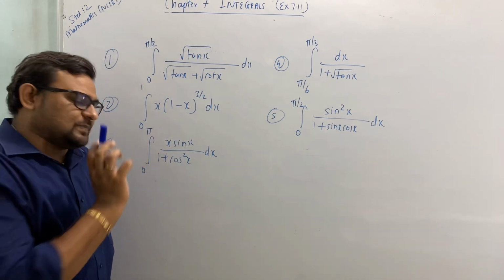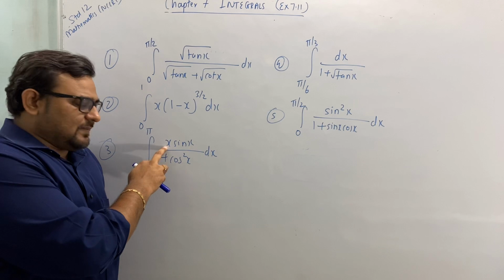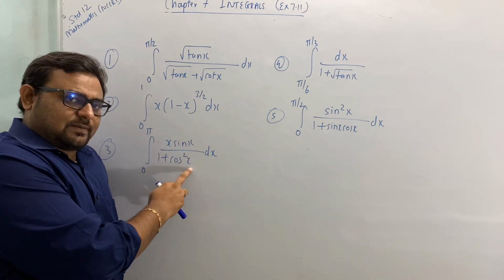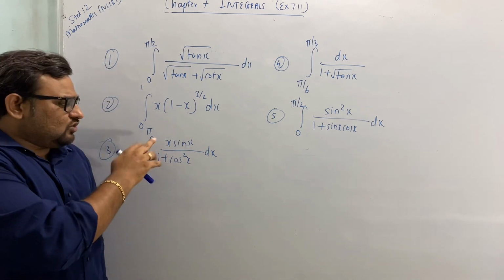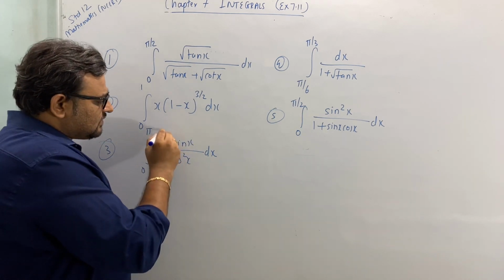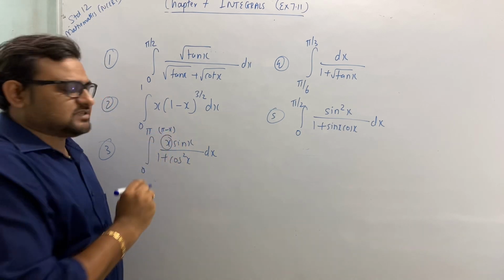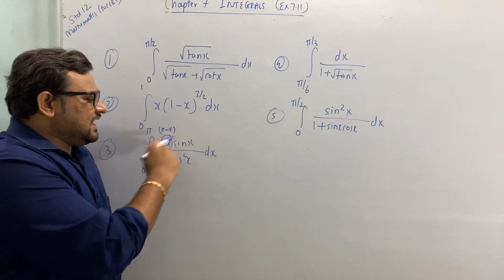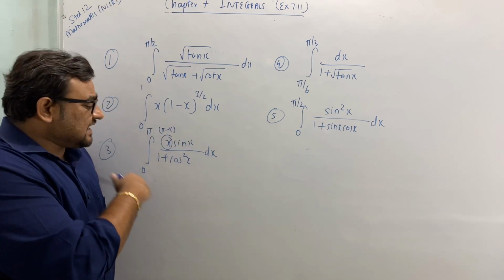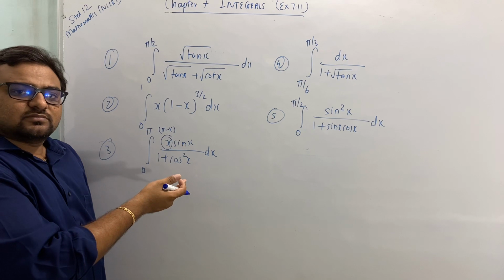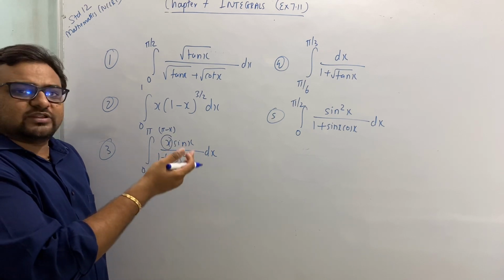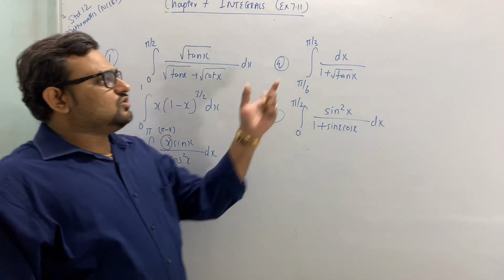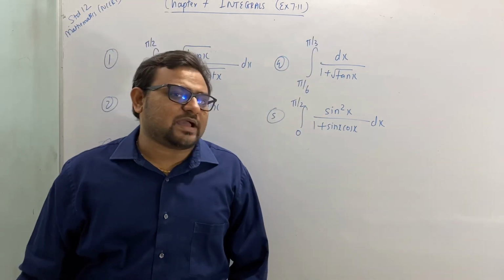Again use 0 plus pi minus x. Okay, so sin of pi minus x will be sin x, and 1 plus cos square of pi minus x will be cos square x. So here it will be pi minus x. Separating, pi sin x upon 1 plus cos square x minus x sin x upon 1 plus cos square x. So the second term will be equal to your original quotient, right? So put that as I and then solve it. Clear?